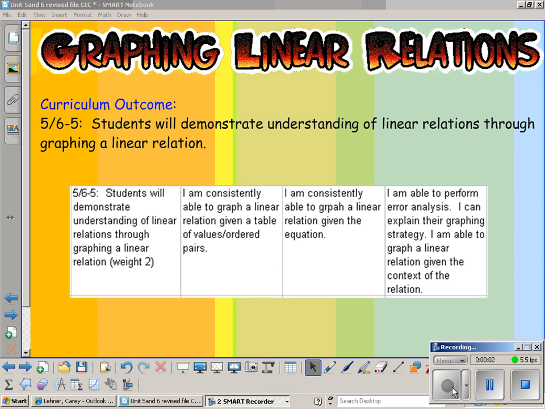Next outcome pertains to graphing linear relations. You will demonstrate your understanding of linear relations through graphing a linear relation. In order to be a level 2, you are able to graph a linear relation given a table of values or ordered pairs. To be a level 3, you are able to graph a linear relation given the equation. And a level 4 would be you can perform error analysis, you can explain your graphing strategy, you can graph a linear relation given the context of a relation.